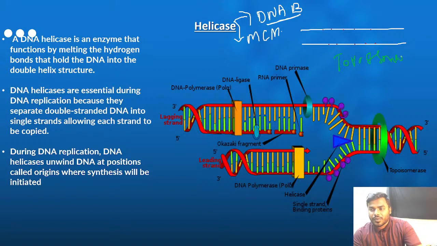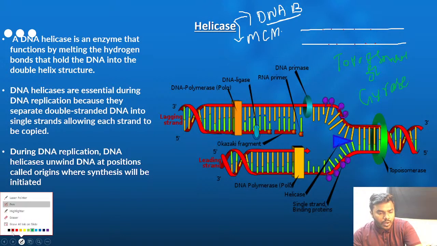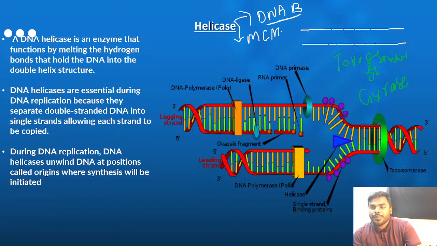Topoisomerase enzyme we required. In prokaryotes, we will widely call it gyrase. I will explain it in depth. You just listen. This is the overview. Now, finally, what is happening?